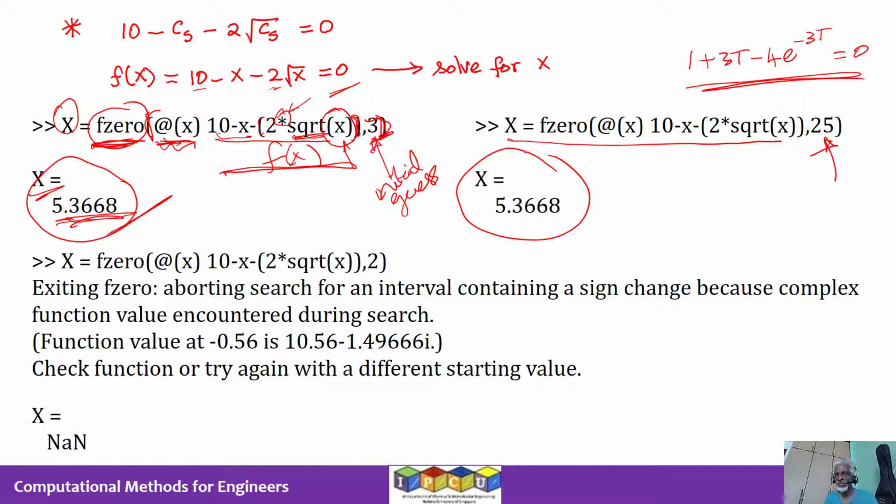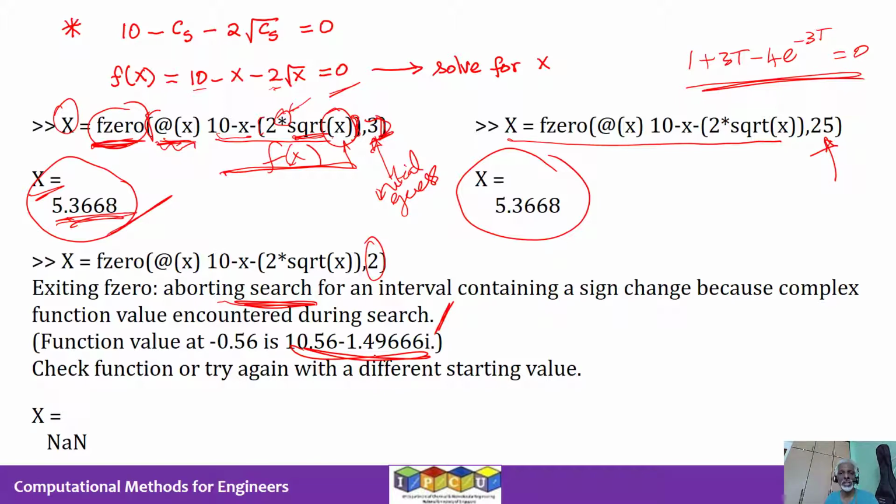And as a last illustration, I wanted to do the same thing, but now I wanted to give an initial guess of 2. I think the value of x is close to 2. So I just gave it that value. Now what it did was, after doing some iterations, it comes out with an error message saying, I'm exiting fzero because I'm aborting the search for a root. So it says I encountered some complex numbers and therefore complex function values during the search. So 2 was not a good initial guess.